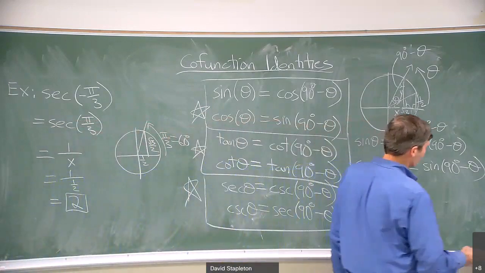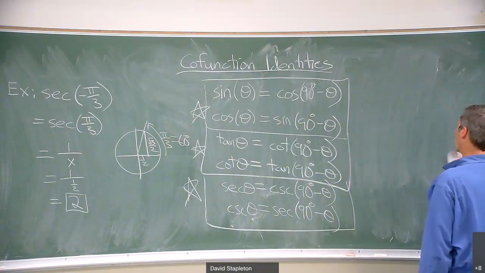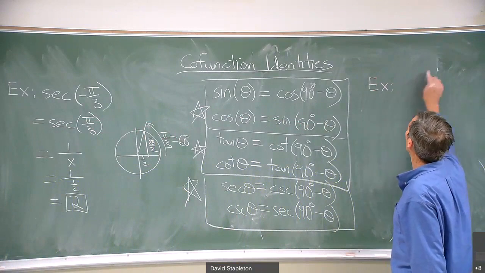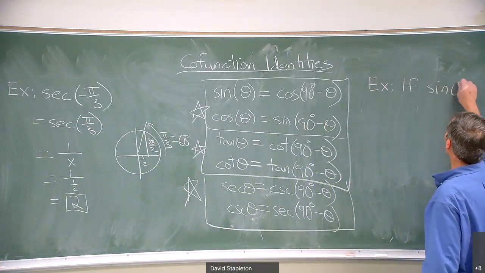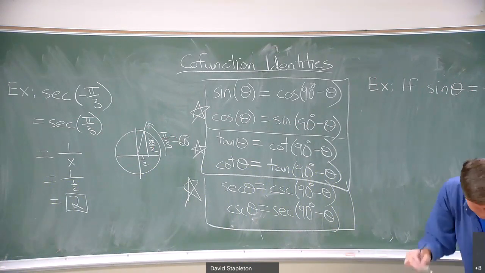But you will see some problems in there, like this. If the sine of an angle is equal to minus 3/5, actually, let's do the problem right here.